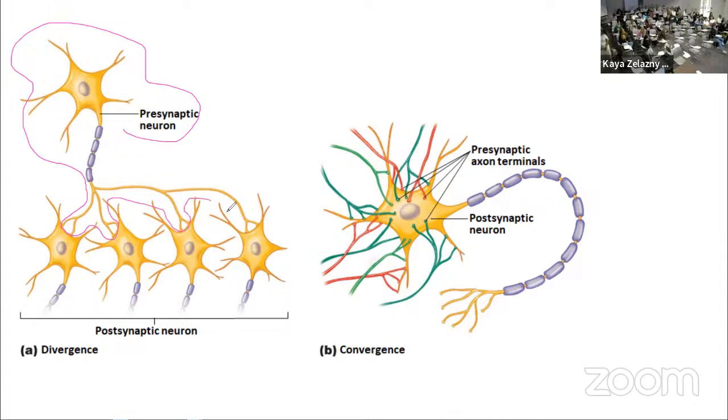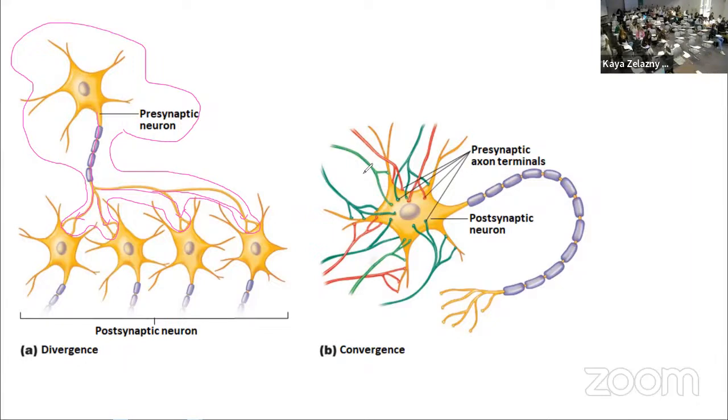Okay. So this is showing us divergence, meaning that when we have one action potential come down this axon, it's going to tell all four of these neurons to fire if it's excited. Right? So we're sending the signal to multiple different places. So that's divergence, when we take a signal and spread it out to a bunch of other neurons.